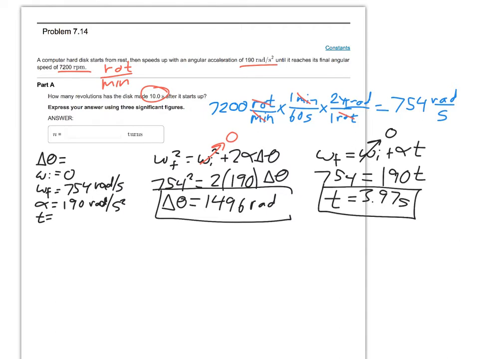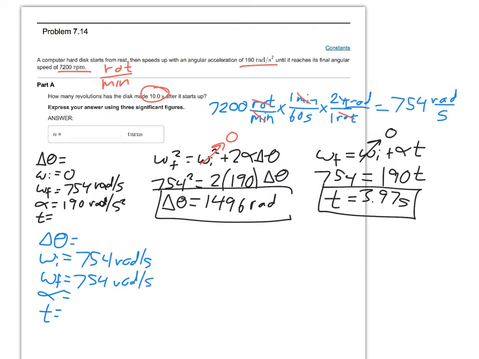So we need to now think about a second kinematics chart here and think about its motion once it reaches that speed. Okay, it's going to be moving at a constant speed, and so we need to figure out how far it goes during that time. So we're moving at a speed of 754 radians per second. That's both our initial and final since it's constant. Our acceleration is 0, and our time that we're moving at that speed is going to be 10 minus 3.97, or 6.03 seconds, the remaining time.